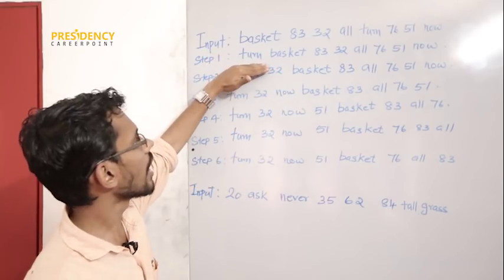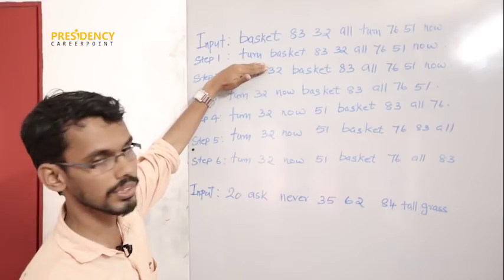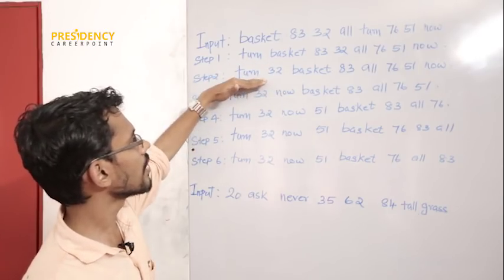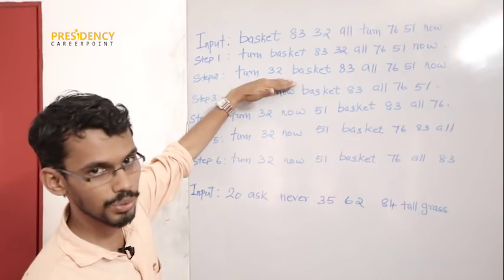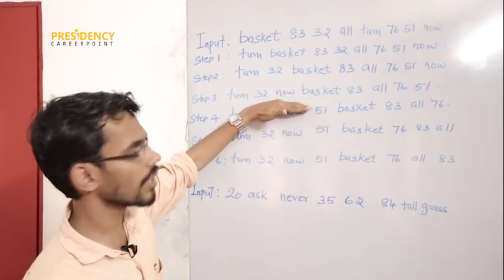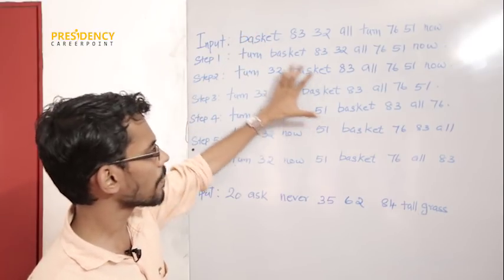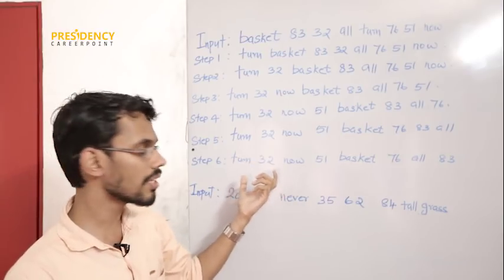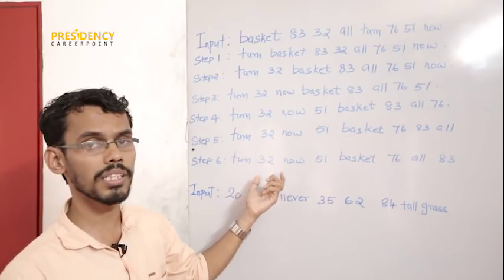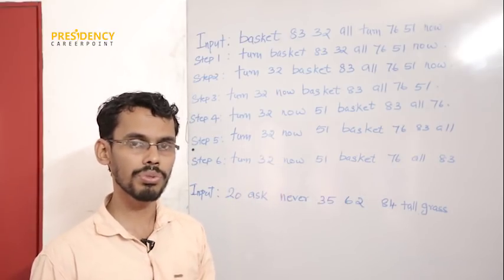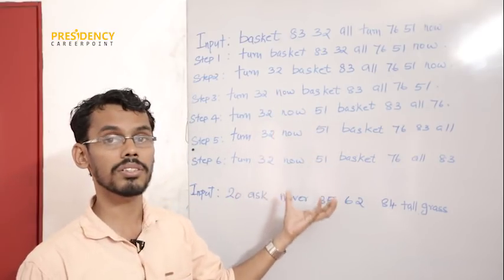The first alphabet, you can see that "turn" is the first alphabet arranged in the first step. Now in the second step, "turn" is arranged here, then 32 is arranged. Now in the third step, "turn 32" comes here, and now is arranged. So when you analyze the pattern, you can find that the alphabets are arranged in descending order, whereas numbers are arranged in ascending order alternatively. So the first thing you have to do is analyze the pattern carefully.